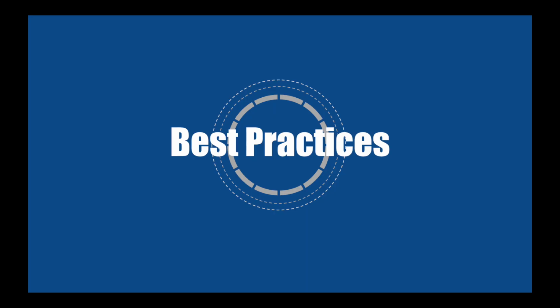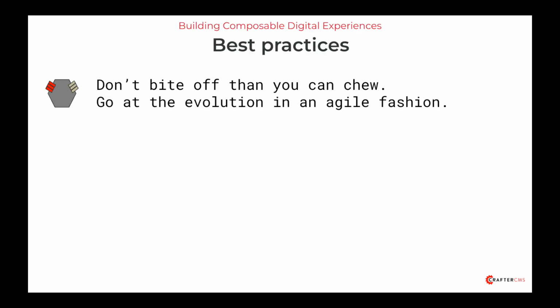Now let's go over some best practices. The first best practice I want to share is to just not bite off more than you can chew. There are very few of us that are starting fresh. Most of us have existing architectures, existing solutions, and existing systems that we need to work with. For most of us, getting to a composable architecture and a composable enterprise is a matter of evolution.